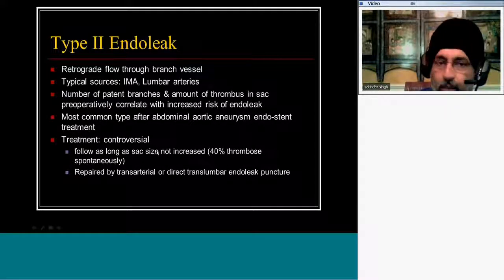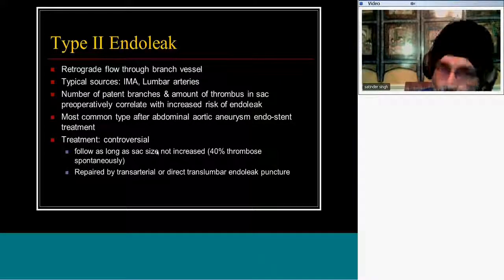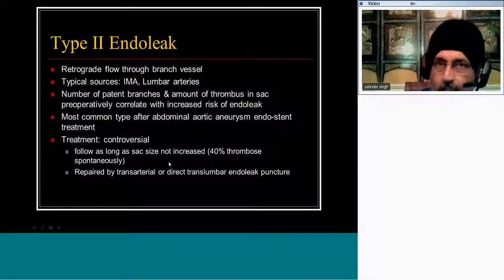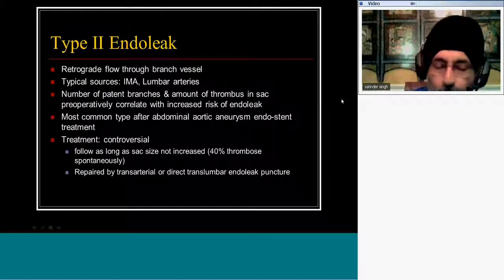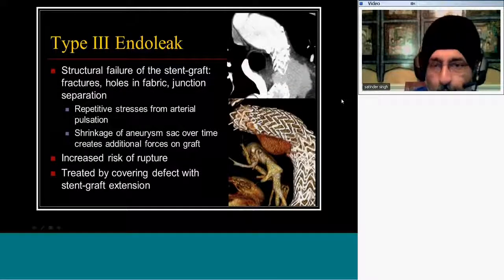Treatment for this is controversial. In fact, we see these leaks quite often, and these patients are not always treated. If you follow these and the sac does not increase in size, most of them ultimately thrombose and spontaneously resolve. Or if you have to treat it, it can be done by transarterial occlusion of the branch vessel, or sometimes you can directly puncture the endoleak site and close it with coils or other materials.